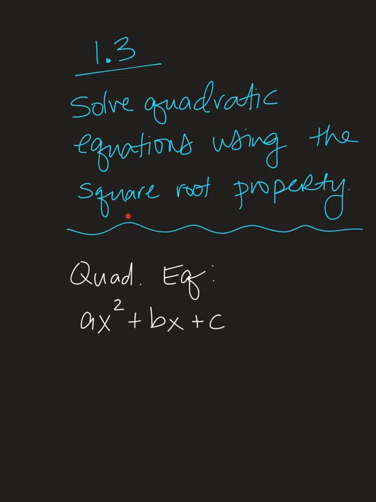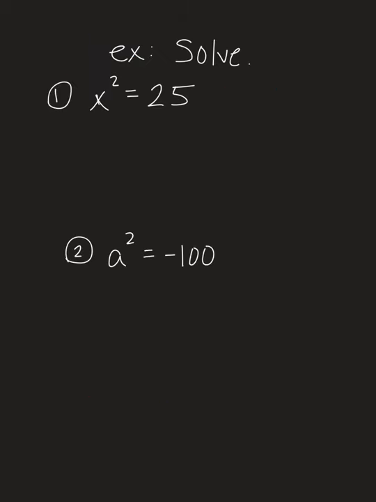But the square root property is a very specific way to solve it, and the square root property can only work when b is 0. So the square root property can only work when we have one that looks just like this, where b is 0. So it's technically an easier way to solve. Basically, we're gonna get the x squared by itself and then just take a square root in order to solve for x. Let's do some examples.